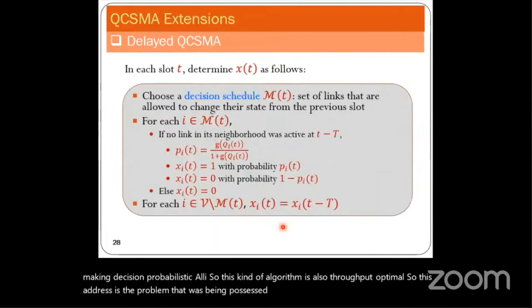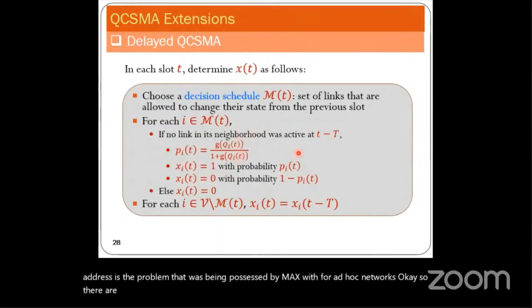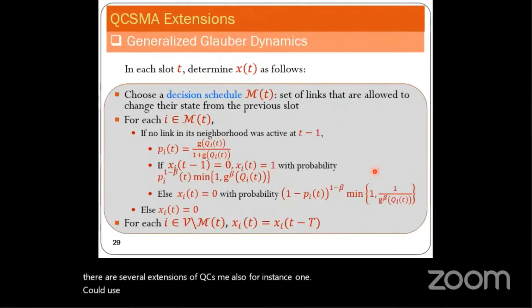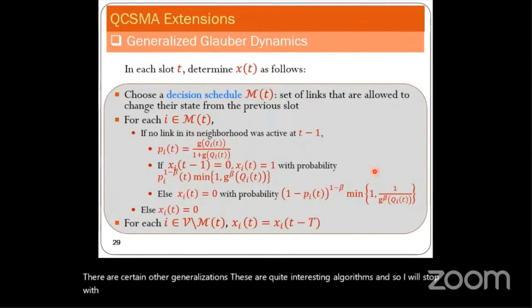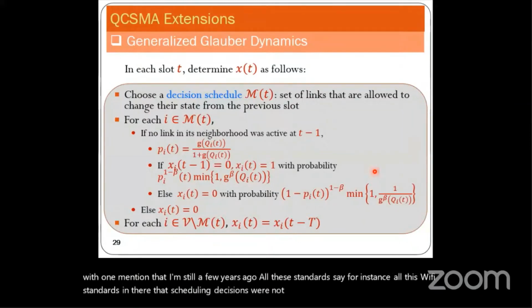Okay, so there are several extensions of QCSMA also. For instance, one could use delayed queue lengths. Then there are certain other generalizations. These are quite interesting algorithms, and so I will stop with one mention that until a few years ago, all these standards, say for instance, all these Wi-Fi standards, in there the scheduling decisions were not based on queue lengths because they were against the principle of layering.